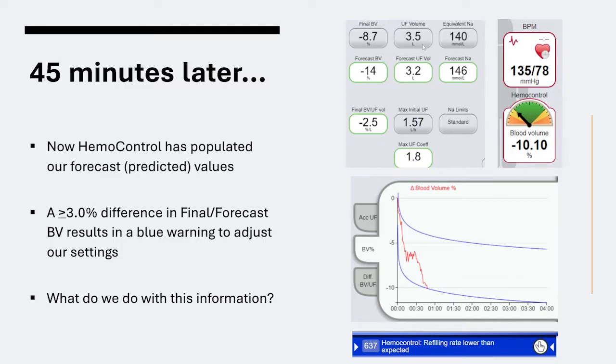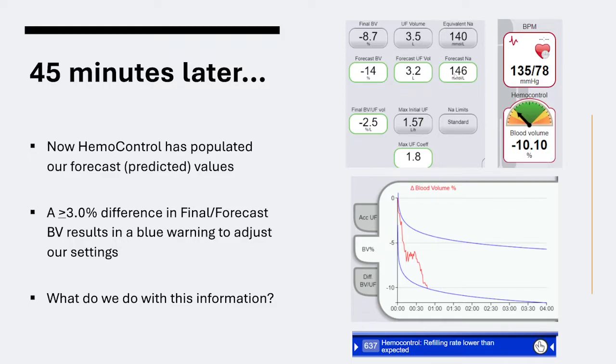So we've told the machine we'd like to get 3.5 liters off of the patient, but the machine is forecasting that we're actually only going to get about 3.2. So that's because there's such a large discrepancy between what we've told the machine to expect and what it's actually seeing. So the machine is giving the patient lots of breaks, which is leading to a lower accumulated UF volume because they're out of UF or at a decreased UF rate for a substantial period of time. So we're about 300 milliliters off, which isn't a huge volume. That's something that we can certainly make up with concerted adjustments.